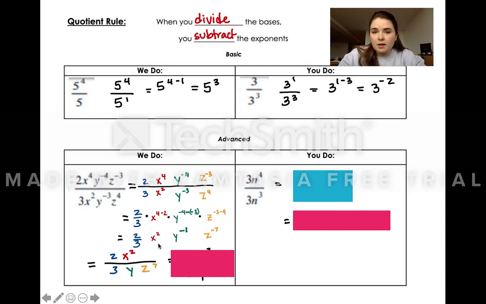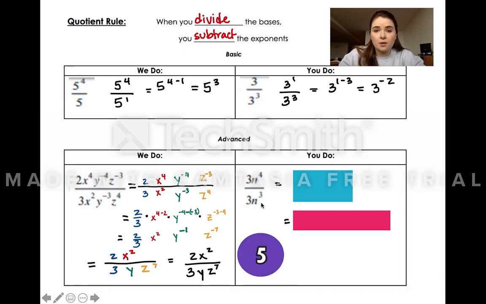X squared is positive, and so it's going to stay in the numerator. Y to the -1st power is going to move down into the denominator, and z to the -7th power is going to also move down into the denominator because they were both negative. Notice once we move it down into the denominator, it changes to positive. And so when I rewrite it so that there's no more colors, it's just one single term, this is what I'm left with. I want you to again pause the video, try this one on your own, give yourself a few minutes to do this, and then come back so that you can check your answer.